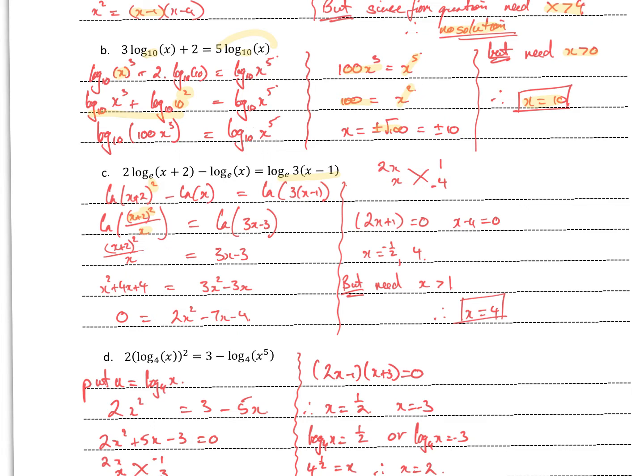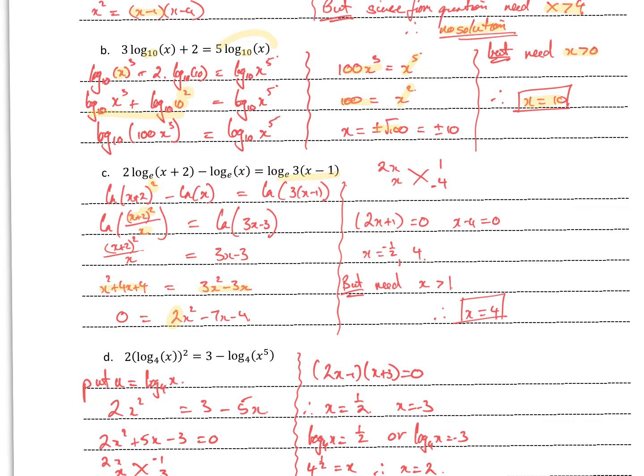So I end up with x plus 2 all squared on x equal to 3x minus 3, multiplied by my x across. And expand on the left, I'll get an x squared plus 4x plus 4 equal to 3x squared minus 3x. What are we going to do? We're going to group our x squareds together. I like to keep the coefficient of x squared to be positive, so I'm going to take everything to the right-hand side to leave me with 2x squared minus 7x minus 4.